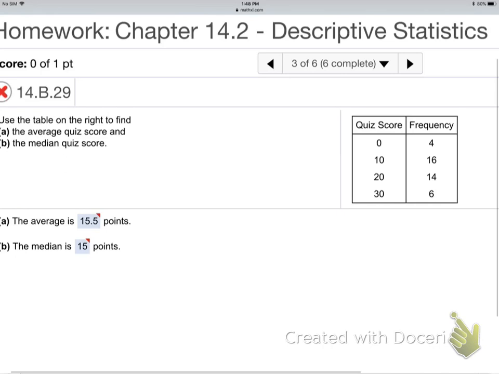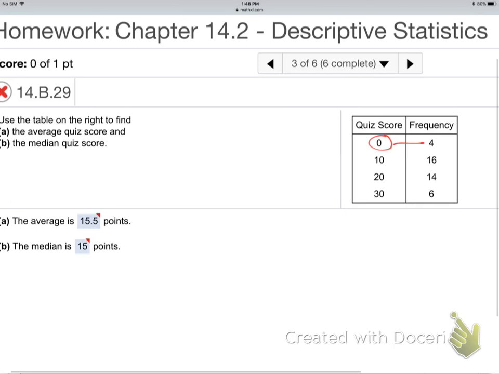Let's start with the average. How are we going to find the average? What do we got to do to average a bunch of numbers? Add them all up and divide. Yeah. Well, is this table making any sense first off? Let's talk about what this is. What does frequency mean? Yeah, how often? How many? Yeah. So this is like the results of some quiz.